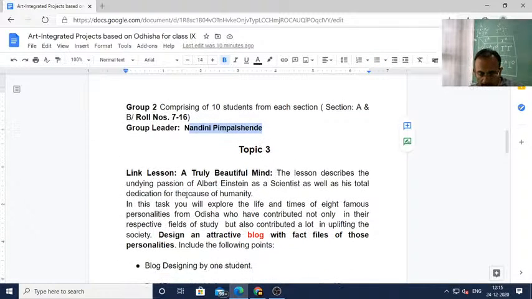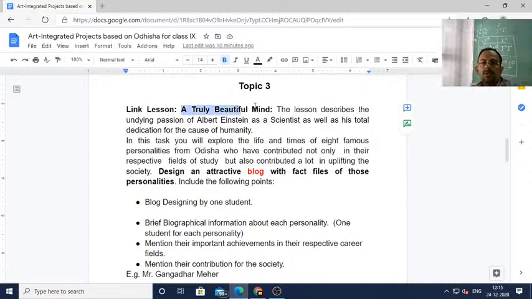Then topic 3 you can see here, a truly beautiful mind. The lesson describes the undying passion of Albert Einstein as a scientist, as well as his total dedication for the cause of humanity. In this task, you will explore the life and times of 8 famous personalities from Orissa. You have to find out 8 famous personalities from Orissa who have contributed not only in their respective fields of study but also contributed a lot in uplifting the society. Do you understand? For example, Albert Einstein. Albert Einstein contributed a lot to physics.